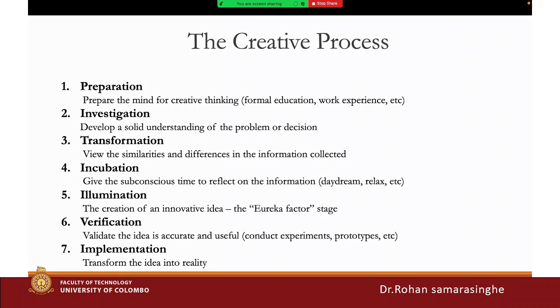Develop a solid understanding of the problem or the decision. You can do this by reading the research papers and conference papers. Then you can find what we call similar ideas to your own. Then you can transform: view the similarities and the differences of the information collected. You can see the similarities and the differences.